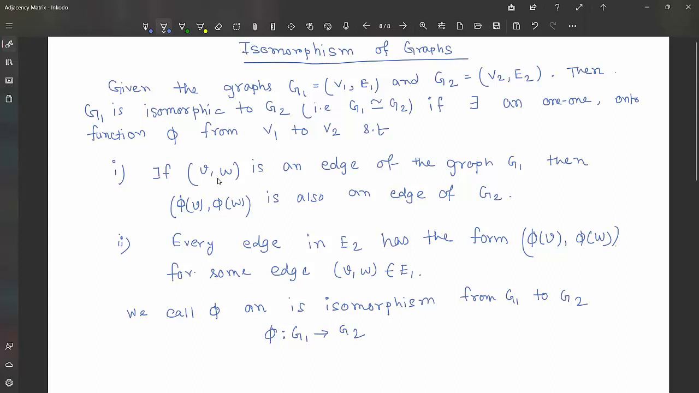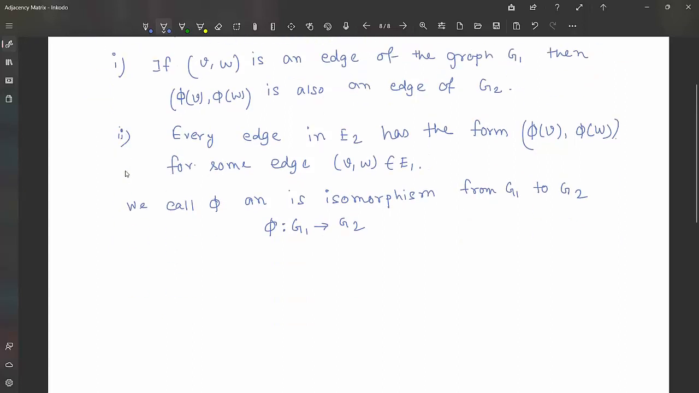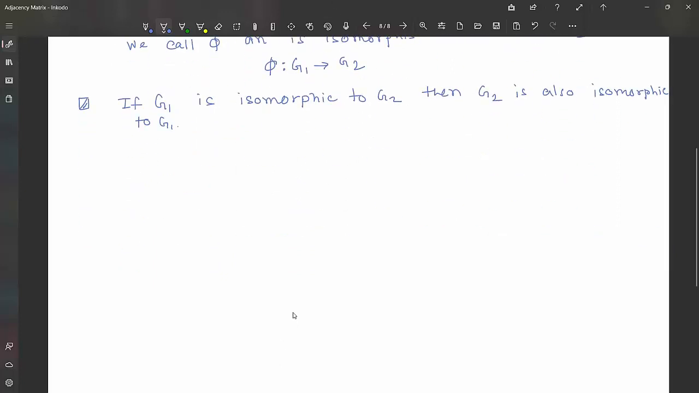Let us see one example, and one more thing. If G1 is isomorphic to G2, then obviously G2 is also isomorphic to G1. Now just take this graph.